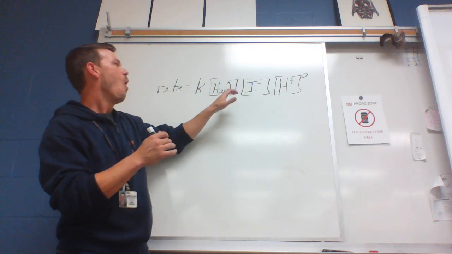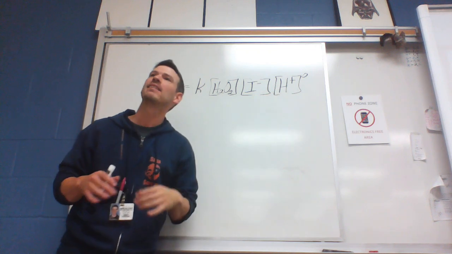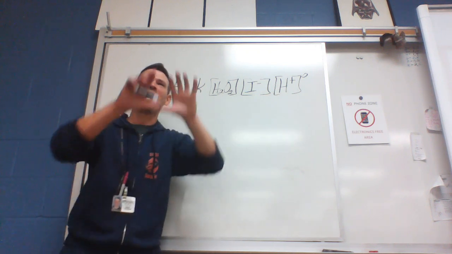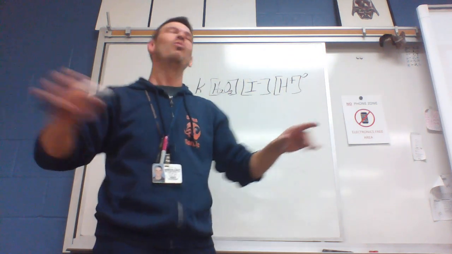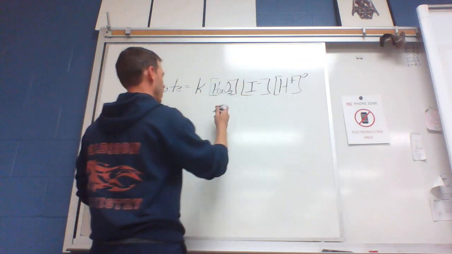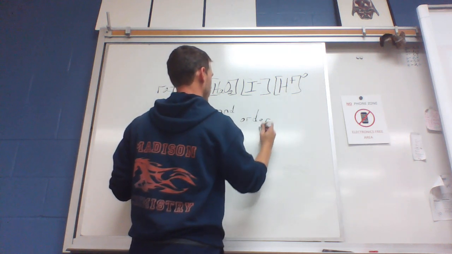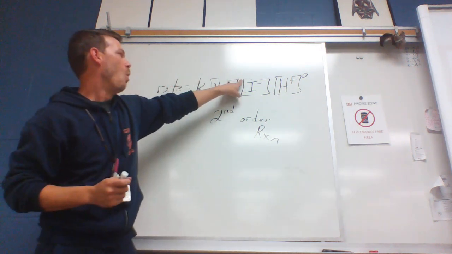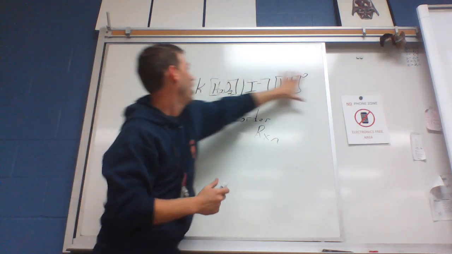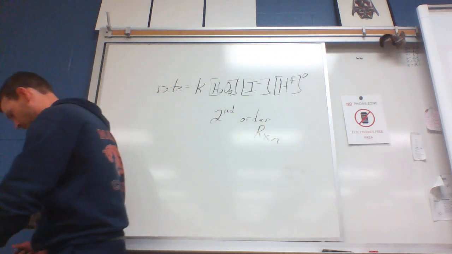So, we know the order of each reactant. The last thing is the order of the reaction. Does anyone remember how we find the order of the entire reaction? You add up the orders. What do you get if you add up those 3 orders? 2. This is a second order reaction. Wait, that's the rate? 1 plus 1. This is the rate law. This is just the order of the reaction.